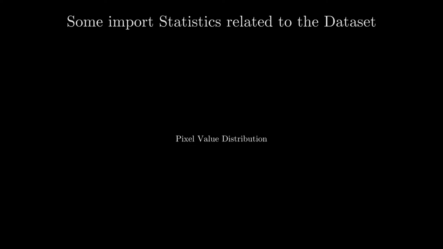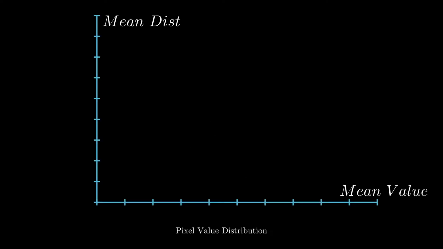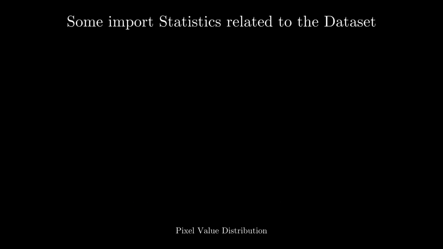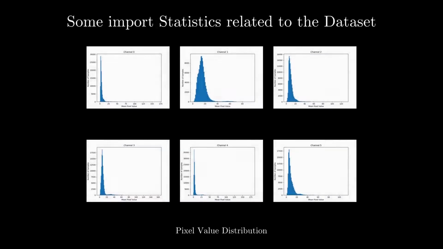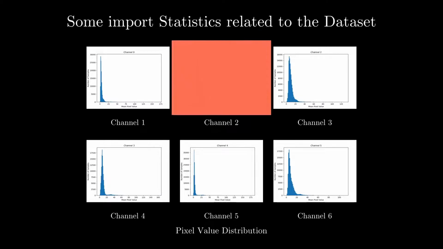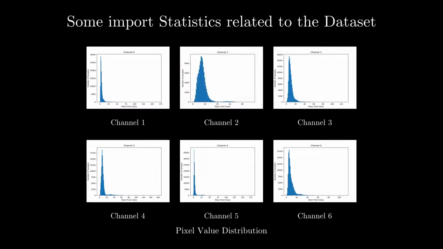Next, we will look at the distribution of pixel values. Plotting the distribution of mean pixel value per image, we would expect it to peak at a particular value and would not want it to spread out. Here we can see the channel-wise distribution of the mean pixel value. The distribution is not good for channel 2 and is towards ideal in channel 5.